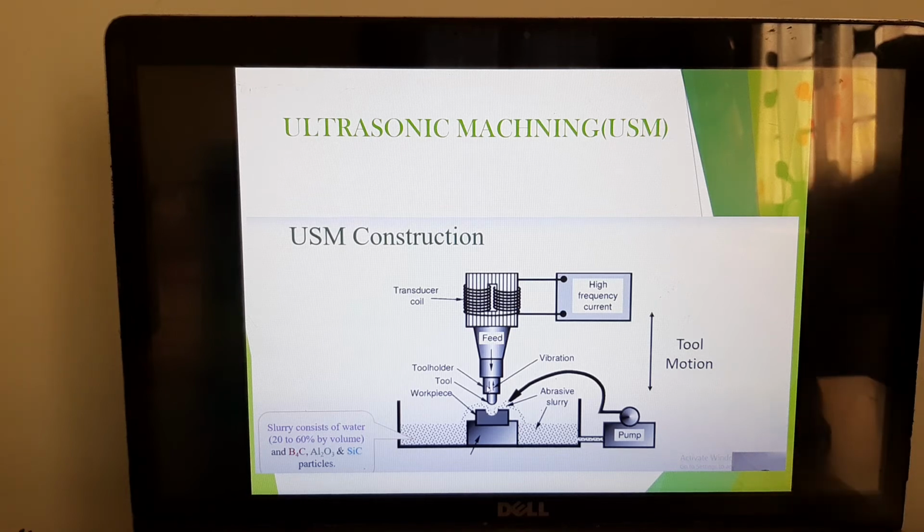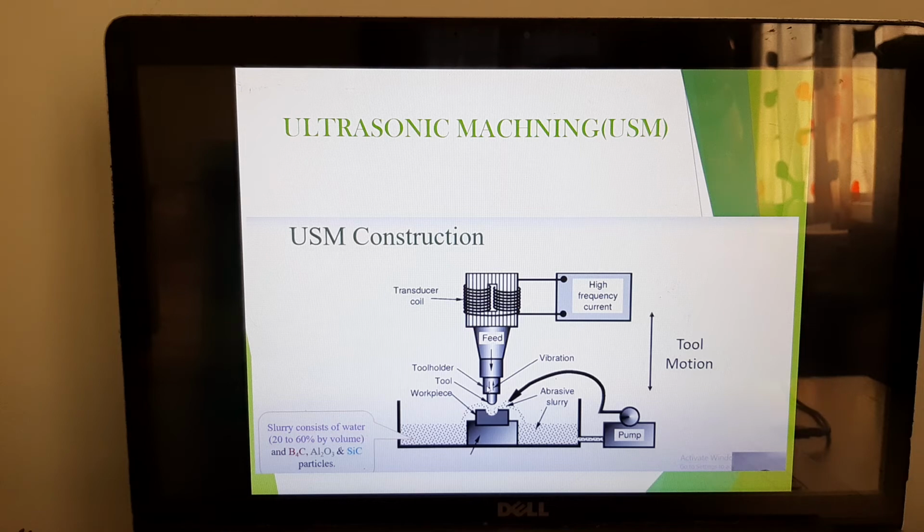So here the job is not done by the tool. The tool is not actually performing machining. It's the abrasive slurry that is assisting in the machining process. Like I mentioned, the workpiece is immersed in an abrasive slurry made of boron carbide, silicon carbide, and aluminum oxide. So that is ultrasonic machining.